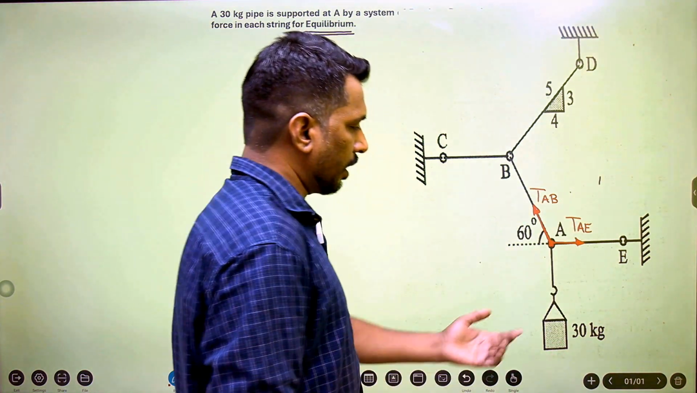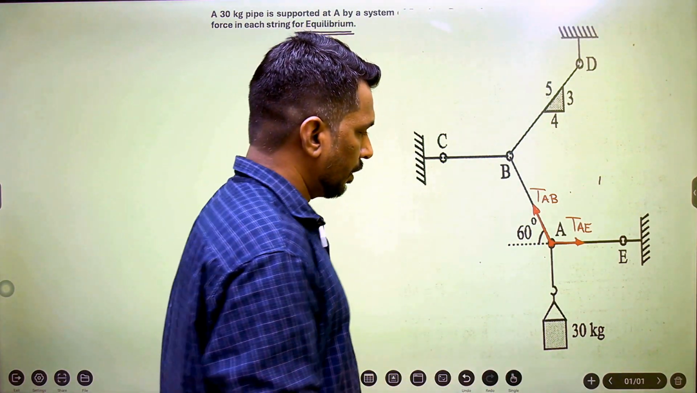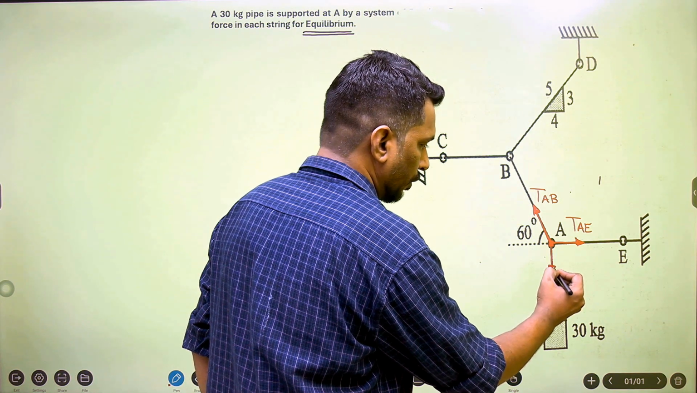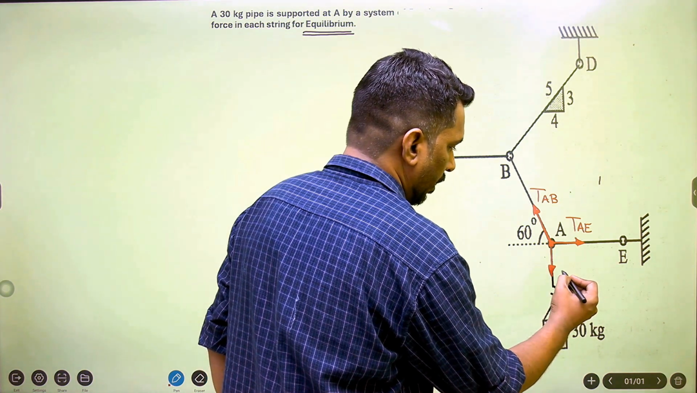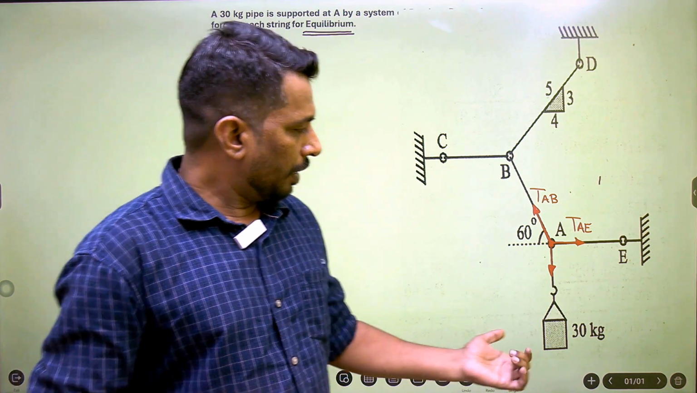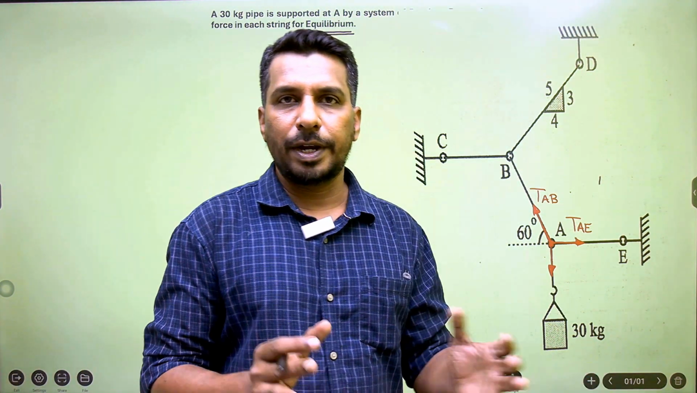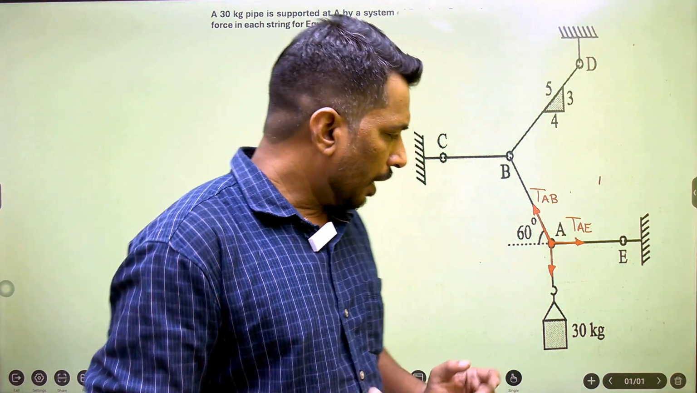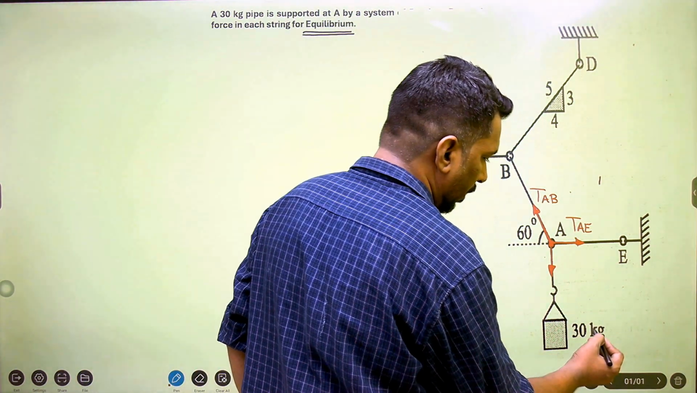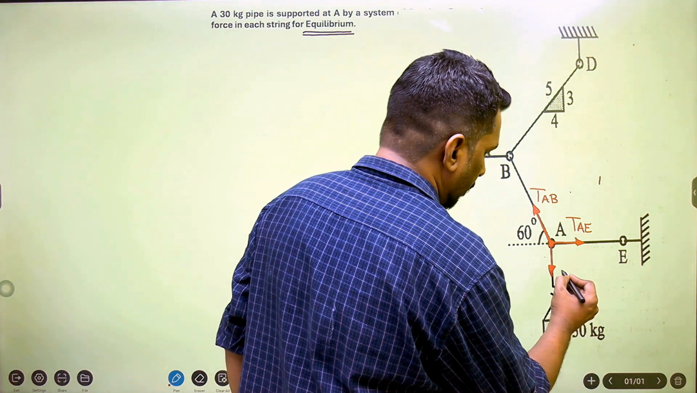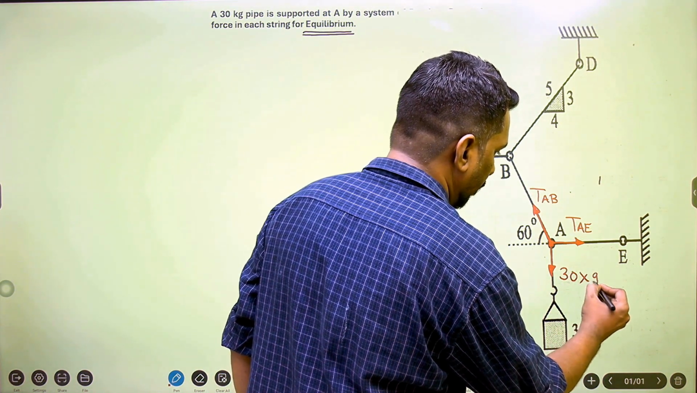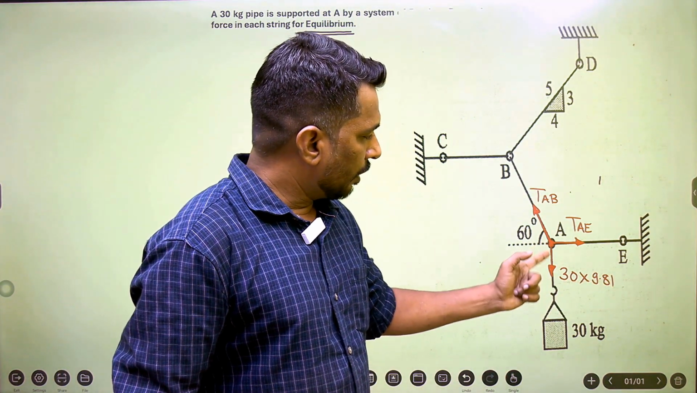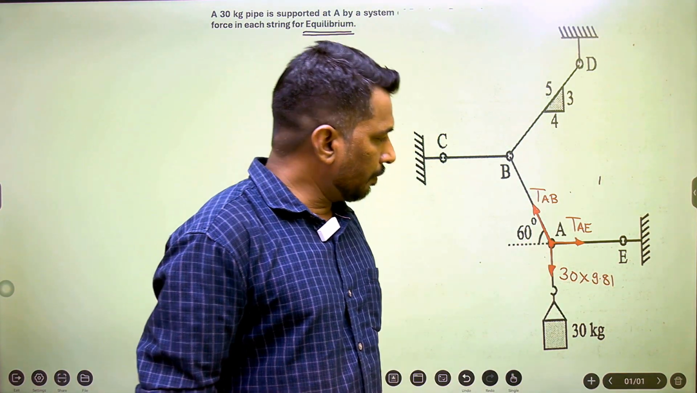Similarly, this cable is connected to the 30 kg pipe, and if I consider the cable only with respect to point A, then the tensile force in the cable here is, now see here they have given in kg, the weight of the pipe is 30 kg, but tensile force is in Newton. Hence, we have to convert this value into Newton, and this can be done by multiplying by 9.81. So this is the value of the tensile force in this cable segment at point A.